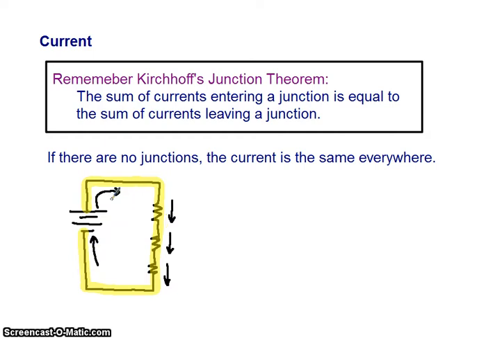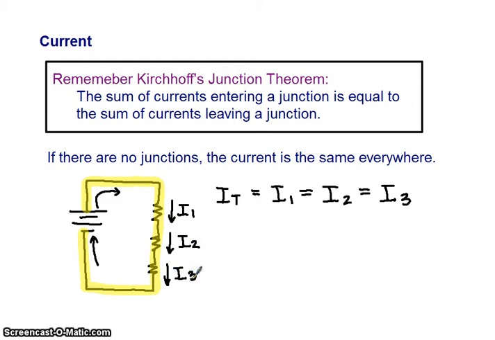So in this case, with a simple circuit like this, a simple series circuit, whatever current comes out of the battery is the same current that goes through 1 and 2. Let me back up there. It's the same current that goes through 1 and 2 and 3, and however many resistors are in that loop. So this would be the current through resistor 1, this would be the current through resistor 2, this would be the current through resistor 3, and they're all equal to one another.